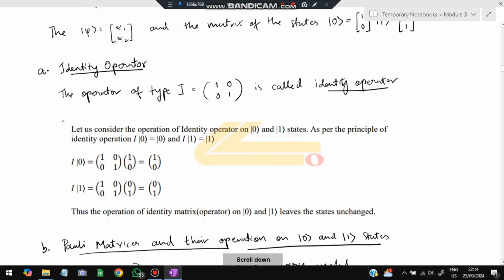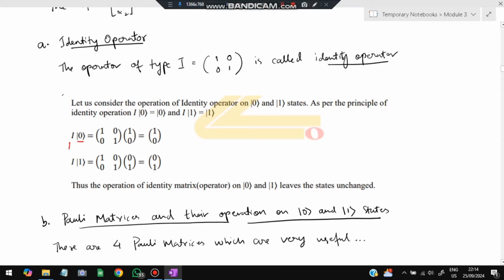See, here we will multiply 0 with I. So we have the I matrix here and the 0 state here. When we do the matrix multiplication, what happens? 1 into 1 plus 0 into 0 is equal to 1, and 0 into 1 plus 1 into 0 is 0 plus 0, which is equal to 0. In the same way we will obtain it for 1 as well. So the operation of the identity matrix does not change the state, it leaves the state unchanged, 0 to 0 and 1 to 1.